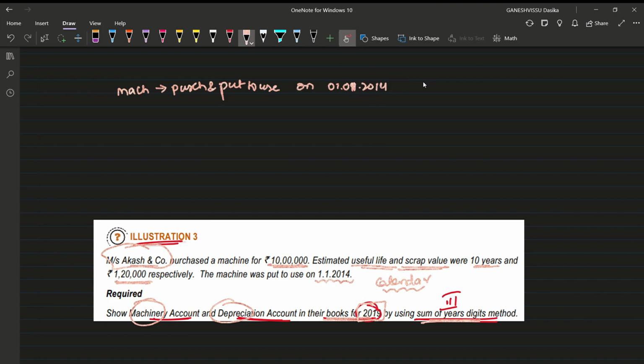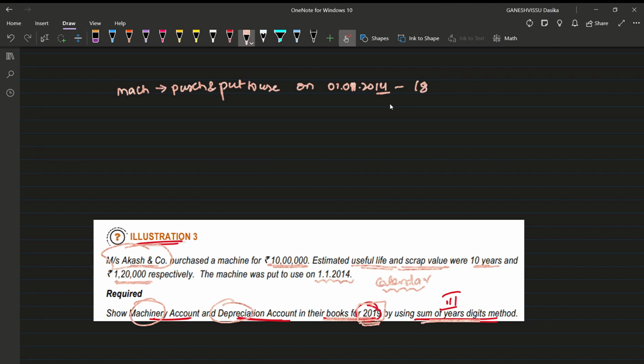They have put it to use on 1/1/2014, and they have asked us to calculate the depreciation and show the machinery account in their books for only the 2019 year. The 2019 year means we need to calculate the depreciation for 2014 to 2018, subtract it from the cost of the asset to know the written down value, and thereby apply the depreciation for the 2019 year.